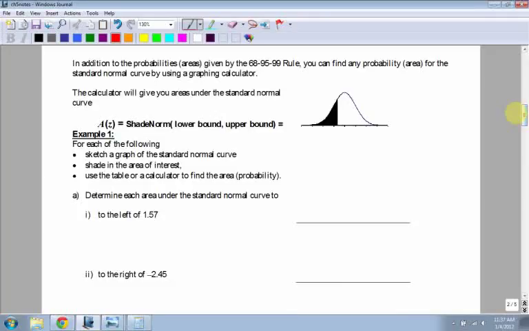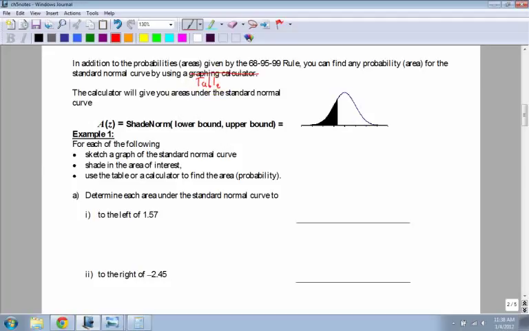So, the next part. In addition to the probabilities areas for the 68, 95, 99 rule, you can also find the area using a graphing calculator. For this exercise, I'm going to use the tables because I'm not sure everybody has a graphing calculator, so I'll just use the tables. So, cross that out. I'm going to say using a table.